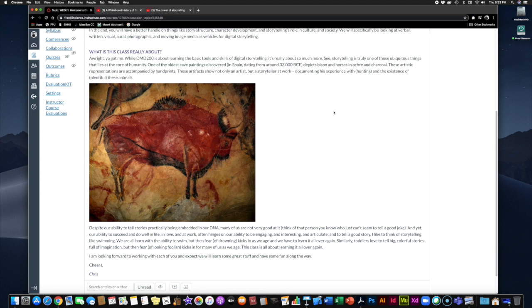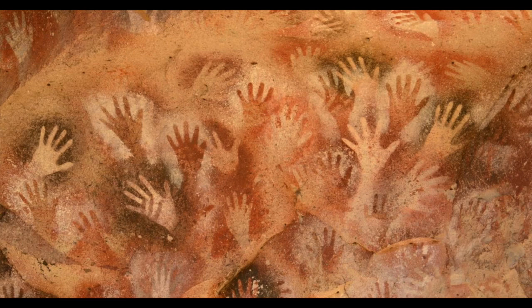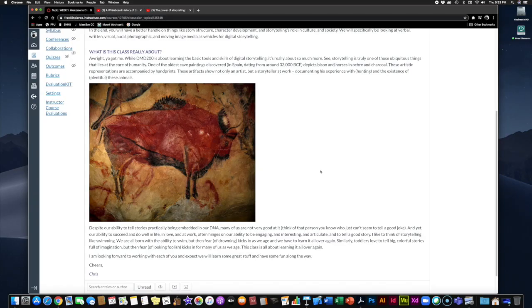and they were used to draw on this cave wall. Now, these artistic representations are accompanied by handprints, right? You can see evidence of handprints around it. So these artifacts show not only the artist, but a storyteller at work, right? Whoever drew this all these many thousands of years ago did a couple of things. They told a visual story about the bison and about some horses, right? Which was something that they observed out in reality.